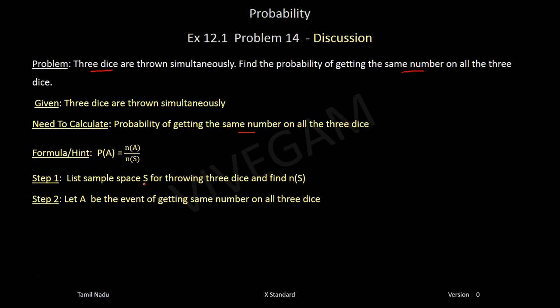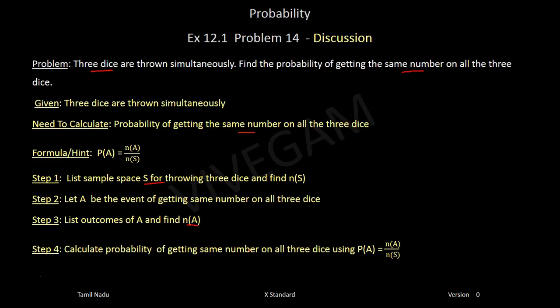This first step is very important. Basically, we list all possible outcomes and then find n of S. In the second step, we define the event A of getting the same number. Then from the sample space we know which outcomes satisfy our condition, from which you can find the elements of set A and find n of A. Once you have this, the probability of event A is n of A divided by n of S. These are the standard 4 steps for all the problems. But the key is to find the sample space in this case. So now let's go into the solution.